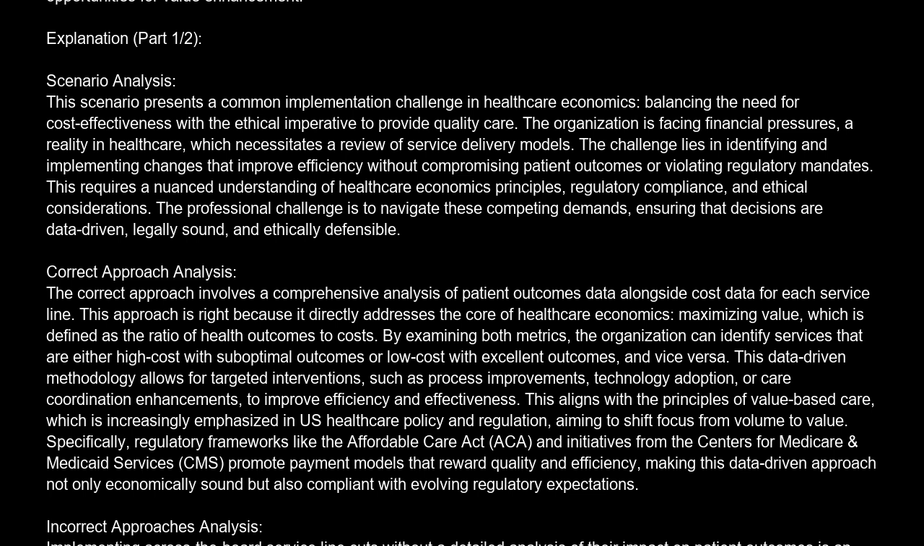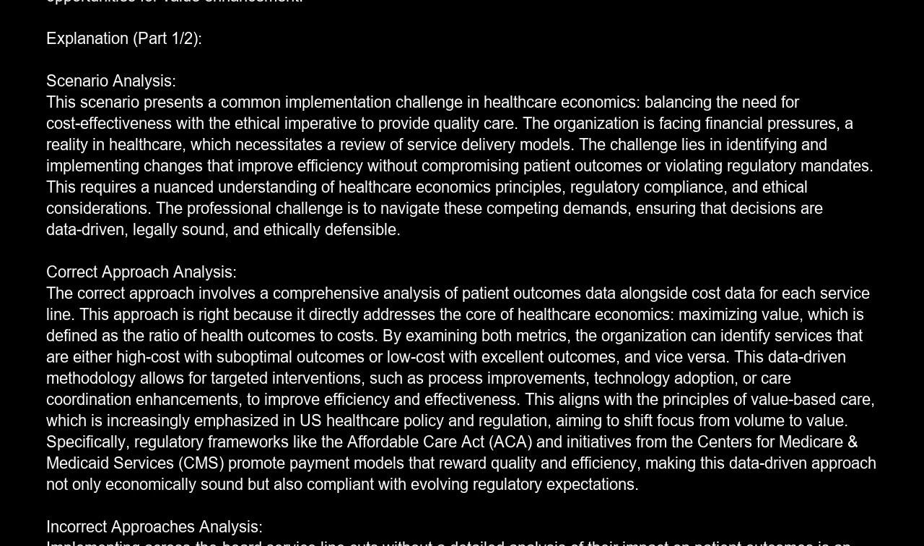Correct approach analysis. The correct approach involves a comprehensive analysis of patient outcomes data alongside cost data for each service line. This approach is right because it directly addresses the core of healthcare economics, maximizing value, which is defined as the ratio of health outcomes to costs. By examining both metrics, the organization can identify services that are either high cost with suboptimal outcomes or low cost with excellent outcomes, and vice versa.